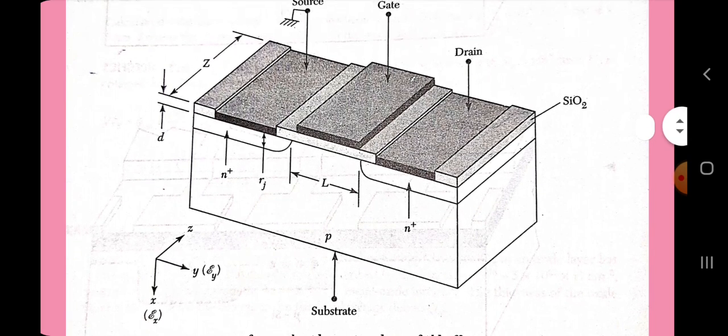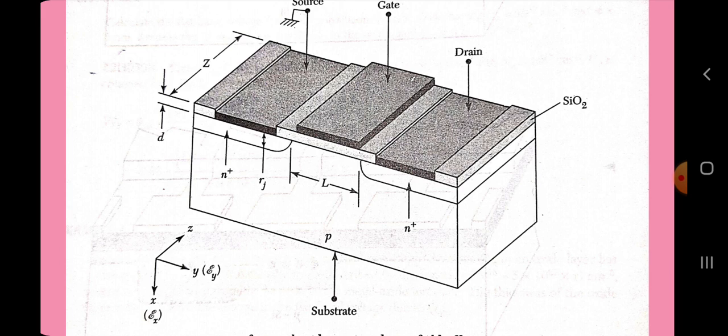The basic device parameters are the channel length L, which is the distance between the two metallurgical N+P junctions, the channel width Z, the oxide thickness d, the junction depth rj, and the substrate doping Na. We note that the central section of the device corresponds to the MOS diode.